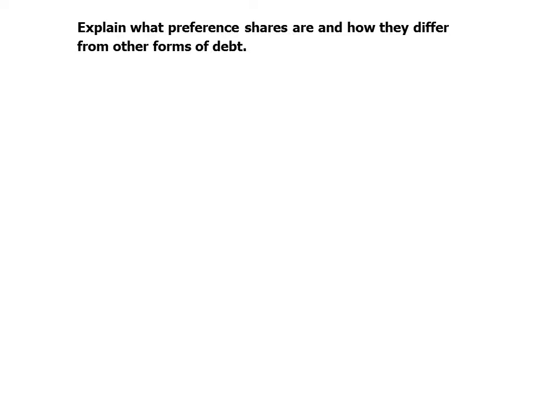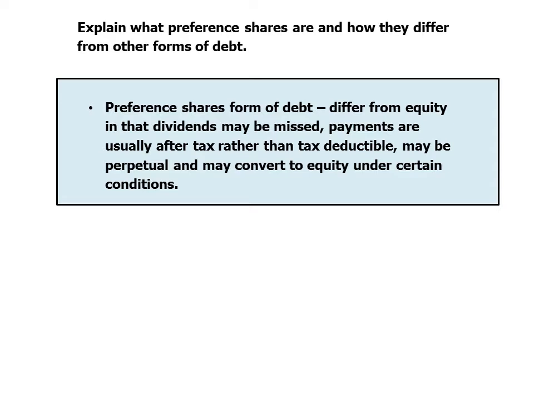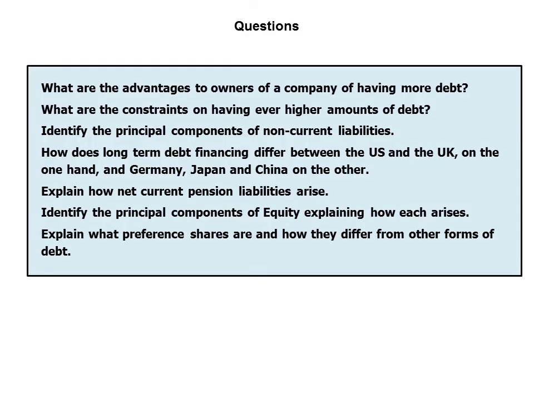Explain what preference shares are and how they differ from other forms of debt. Preference shares are a form of debt. They differ from equity in that dividends may be missed, payments are usually after tax rather than tax deductible, they may be perpetual rather than having a fixed term, and they may convert to equity under certain conditions. And those are the questions that we've looked at now.